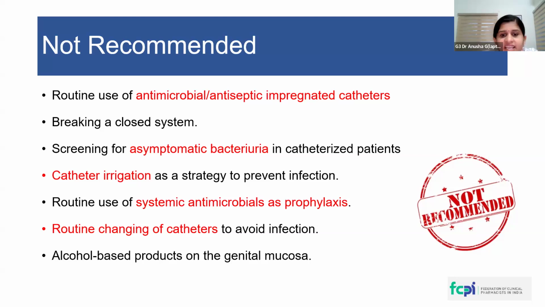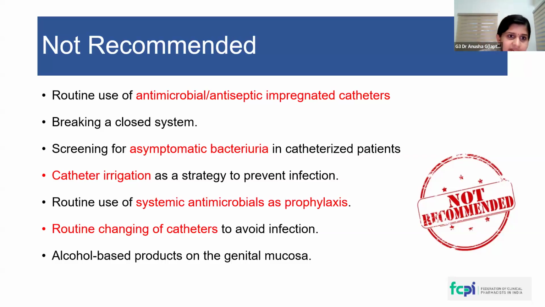And catheter irrigation should never be done for CAUTI. Catheter irrigation is a concept we have heard for preventing CLABSI, but it should not be done for CAUTI. And routine use of antimicrobial prophylaxis to prevent CAUTI is not advised. Routine changing of catheters is not advised. And alcohol-based products needn't be used on the genital mucosa. It will cause a lot of irritation. So all these practices are not recommended to prevent CAUTI.